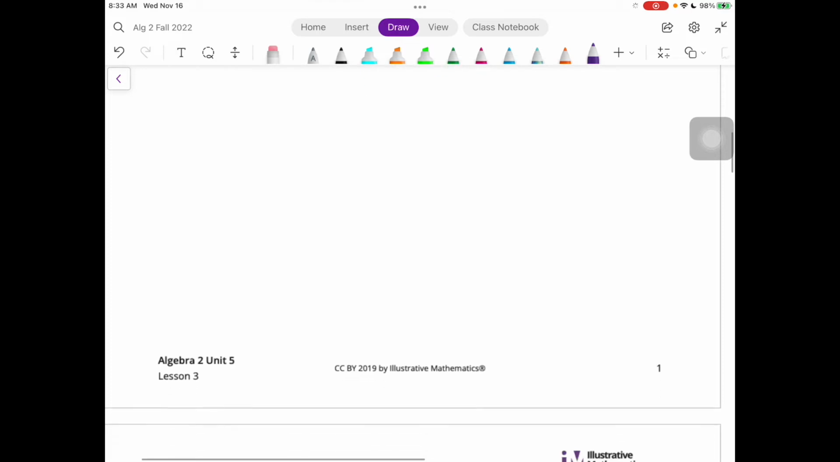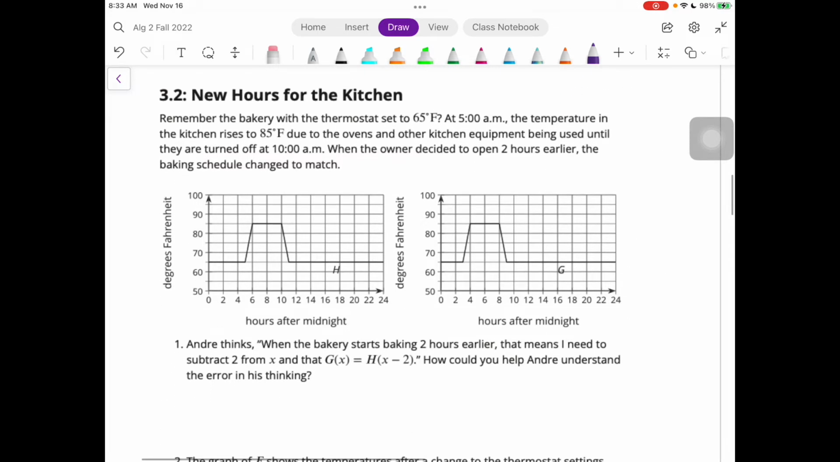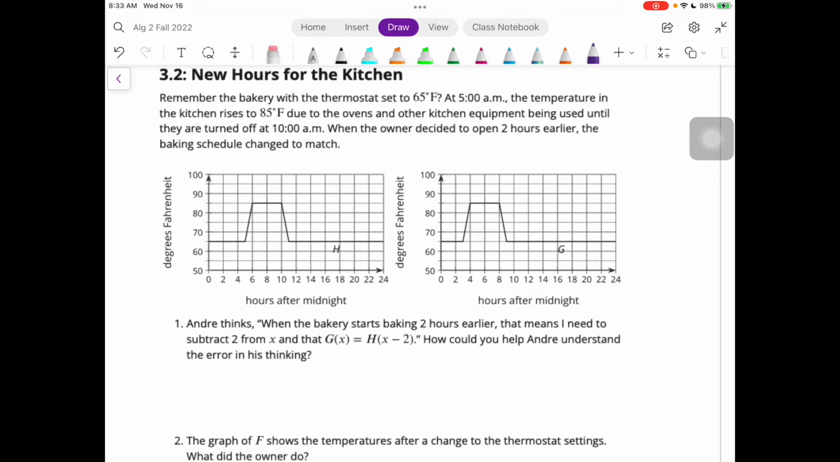So let's take a look at the second part, new hours for the kitchen. Remember the bakery with the thermostat set to 65 degrees Fahrenheit? At 5 o'clock a.m., the temperature in the kitchen rises to 85 degrees Fahrenheit due to the ovens and other kitchen equipment being used until they are turned off at 10 a.m. When the owner decided to open 2 hours earlier, the baking schedule changed to match. So you can see the two graphs. Remember that the first one was H, the second one was G.